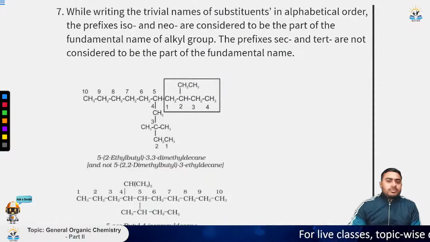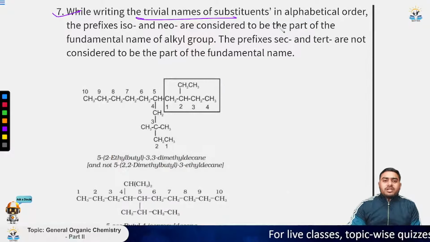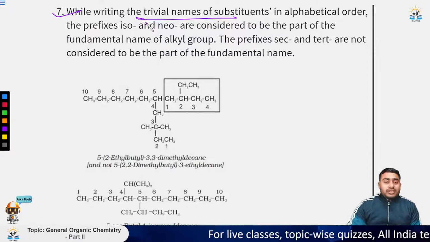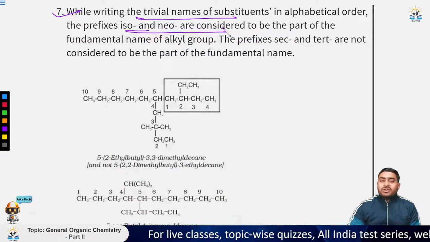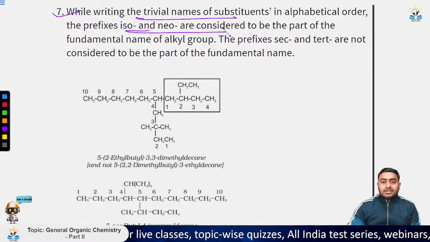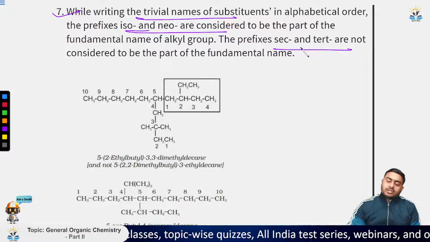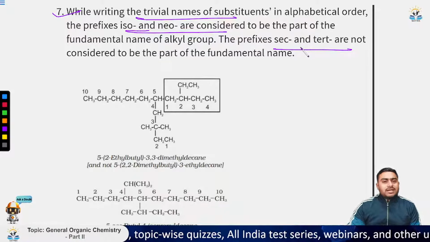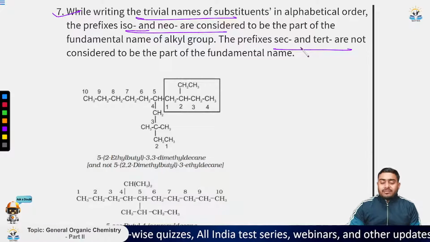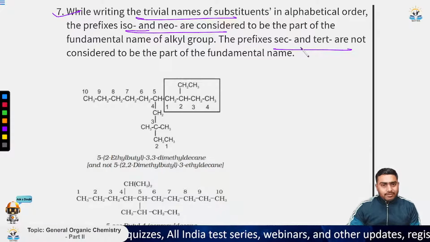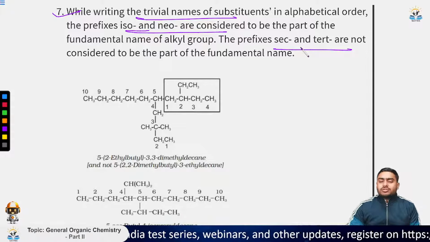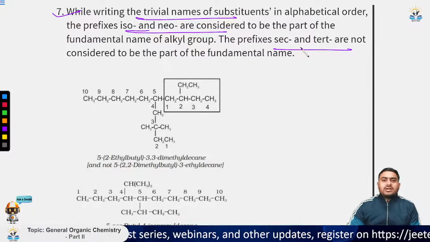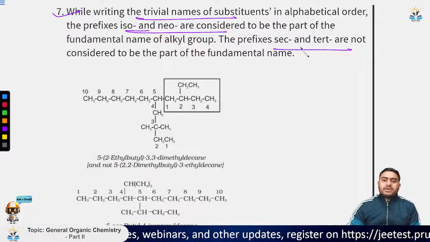Let's move to rule number 7. While writing the trivial names of the substituents in alphabetical order, like I told you for iso, sec and neo: iso and neo are considered part of the fundamental name of the alkyl group, but sec and tertiary are not considered. So you can consider iso and neo to decide the alphabetical order. But if the name is like sec butyl or sec pentyl, then sec and tertiary butyl are not considered part of the fundamental name.